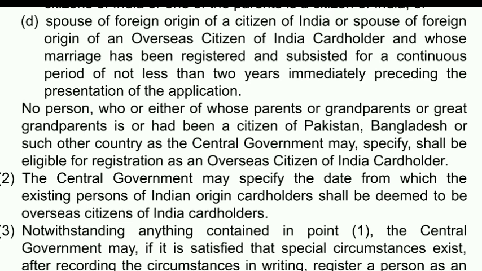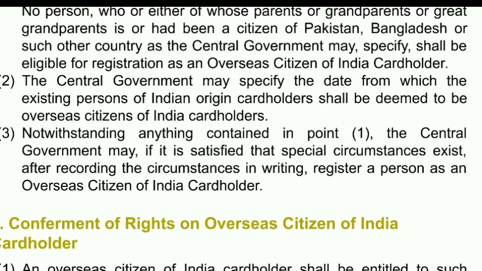No person who, or either of whose parents or grandparents or great-grandparents, is or had been a citizen of Pakistan, Bangladesh or such other country as the central government may specify shall be eligible for registration as an overseas citizen of India card holder. Number 2. The central government may specify the date from which the existing persons of Indian origin card holders shall be deemed to be overseas citizens of India card holders.